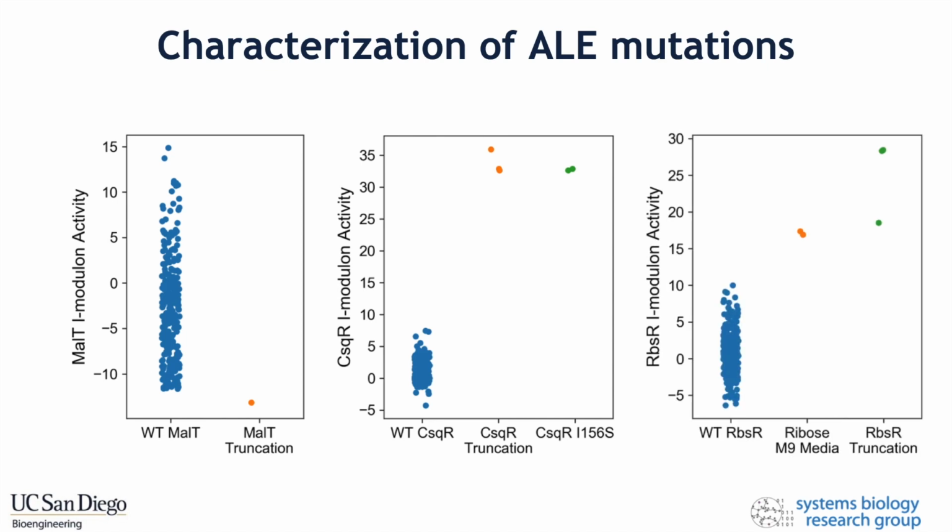Another example is in RBSR. When we grow E. coli in ribose M9 minimal media, where ribose is the primary carbon source, we see that the activity is high. In one of our ALE endpoints, we actually see that RBSR is truncated. This has the same effect as growing it on ribose media, which de-represses the ribose uptake operon.